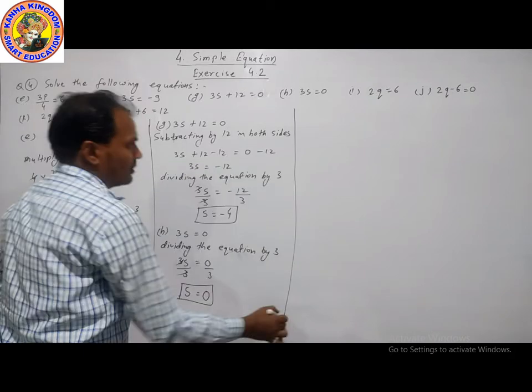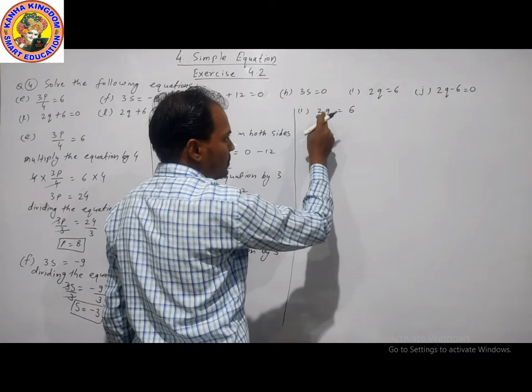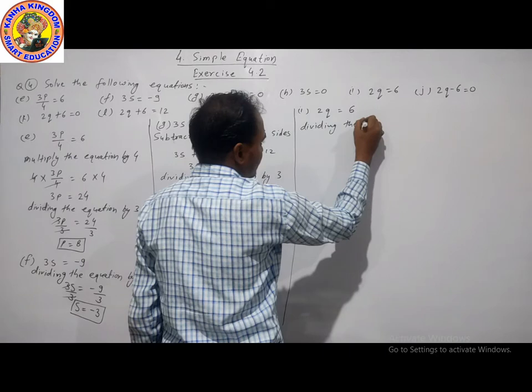Now taking next one, I. 2q is equal to 6. This is our equation. The variable is q, multiplying by 2, so we will divide by 2. Dividing the equation by 2. 2q is equal to 6. Now dividing by 2. 2 and 2 cancel. q is equal to 6 upon 2. Answer is 3. q is equal to 3 is the solution of the given equation.